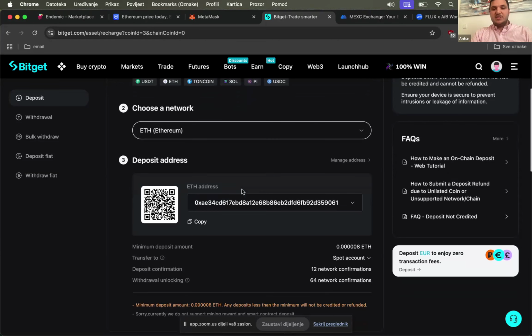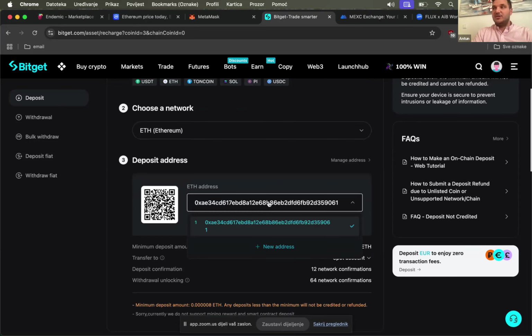From all of this, this one is the most important. So your address. Your address is unique. It only refers to you. It only refers to your wallet, to you, to your crypto.